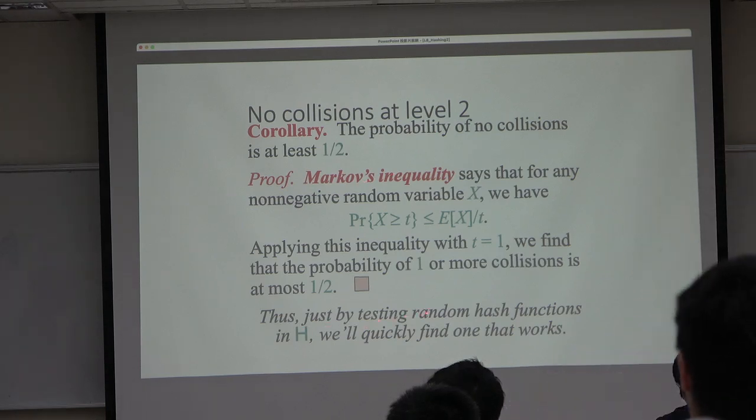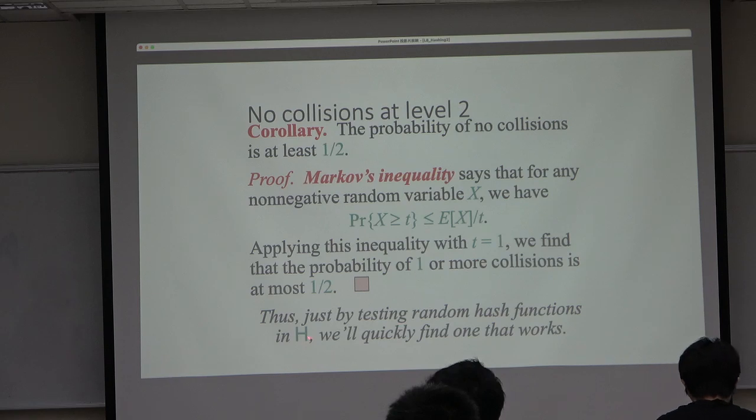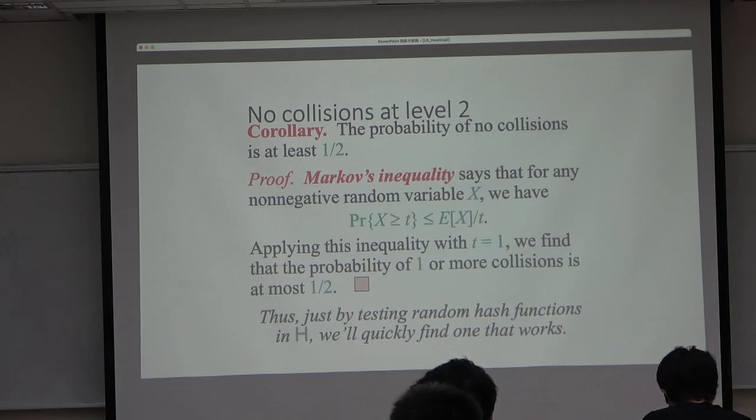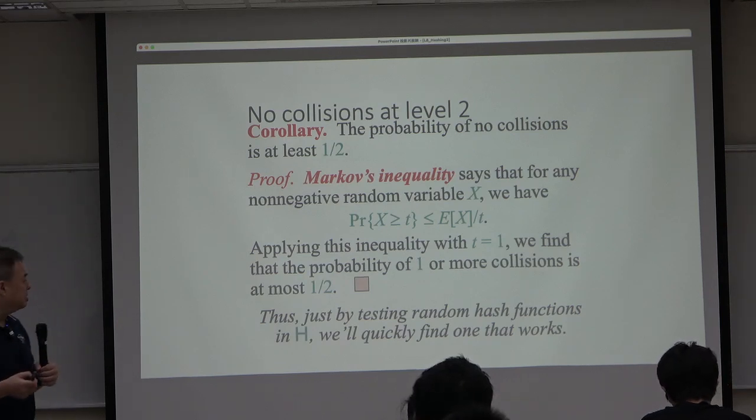So just by testing random hash functions, we can easily find one that works. What we mean by works is there's no collision, because the number of collisions is less than half. So just randomly obtain some hash function from your set of universal hash functions, and you can easily get what you want, which is a collision-free hash function.